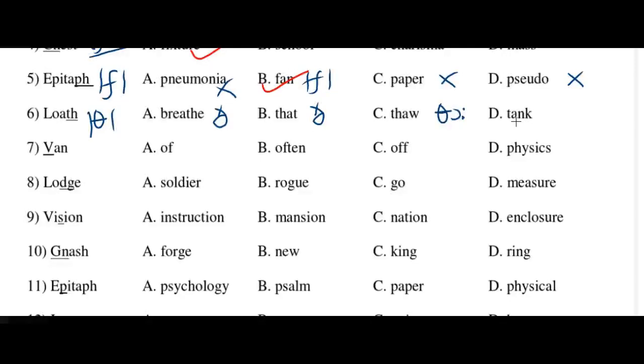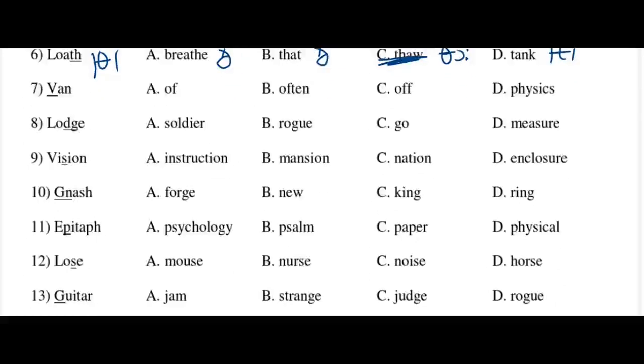And this is tank. So the only one that contains the same sound as the underlined letters here is option C, and that is the correct answer. Thaw. Then number 7, we have van, v.